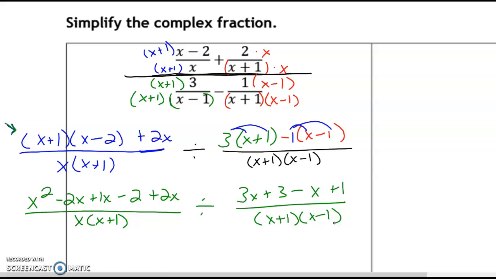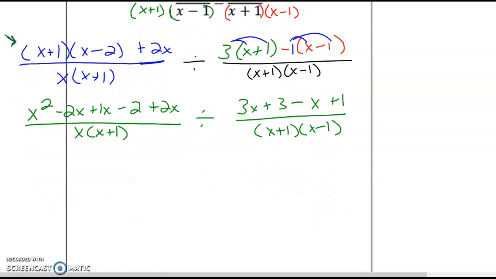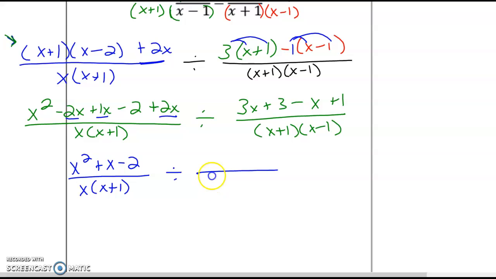All right, so then from there, we want to simplify. So we get x squared. We've got a minus 2x plus 1x plus 2x. So it'll just be plus x and then minus 2. Divided by, I'm just going to leave this in factor form for the denominator. We need to simplify the numerator. So 3x minus x would be 2x plus 4.